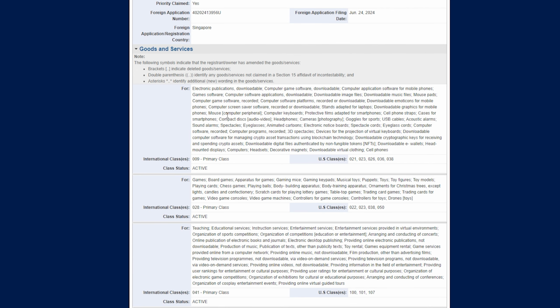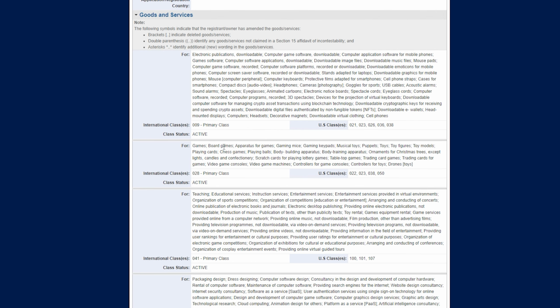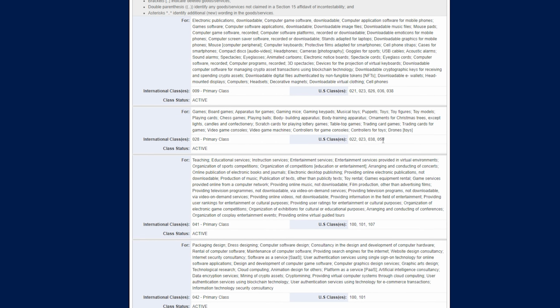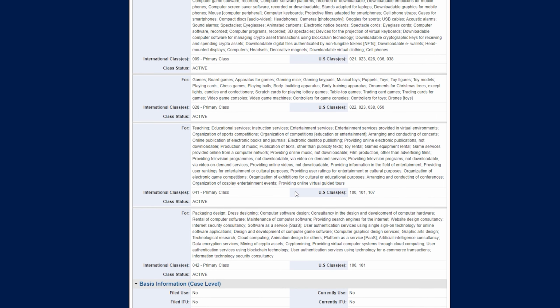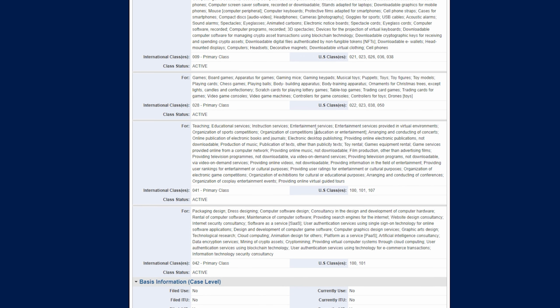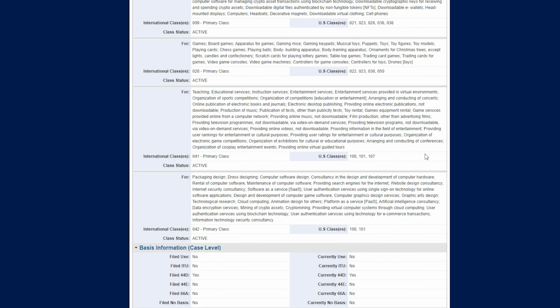Interestingly, the categories that they are actually filing goods and services for are not only hardware or game related stuff. You have board games, you have video games, which is natural if you're a gaming company. You don't want them to be used by competitors who are releasing board games and whatnot. It's also used for teaching, education services, entertainment services. This is so far roughly in line, but also packaging design, dress design, computer software, consultancy, all of these other related classes that they are filing.